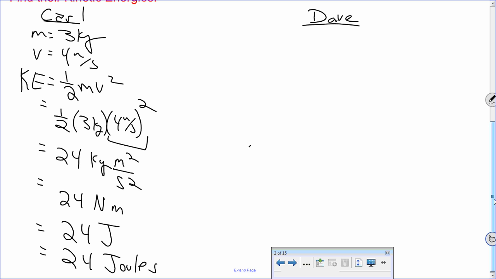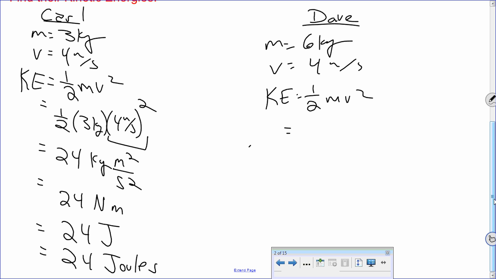All right, now Dave over here. Almost the exact same calculation. His mass, though, is 6 kilograms. So when I find his kinetic energy, I've got twice the mass. So what do you think is going to happen to the kinetic energy? Twice the kinetic energy. Should be twice the kinetic energy, right? So let's see what happens. Half of 6 kilograms times the velocity. Don't forget to square it. And it does, in fact, give you 48 kilogram meters squared per second squared, or 48 joules.